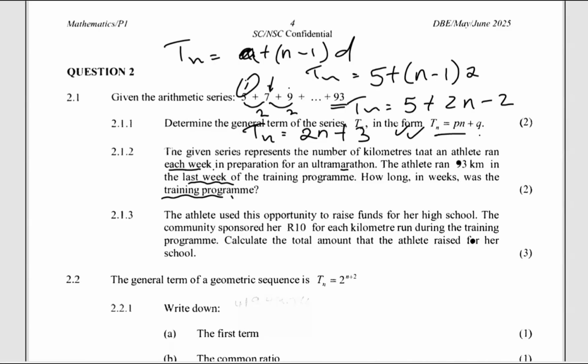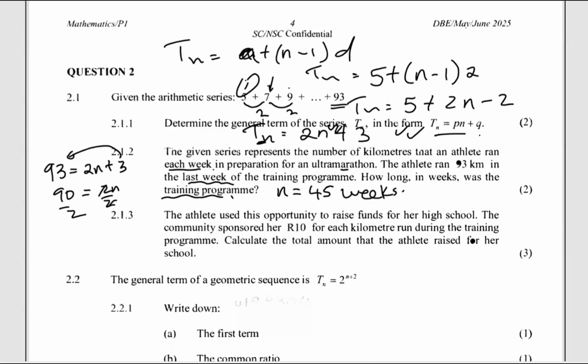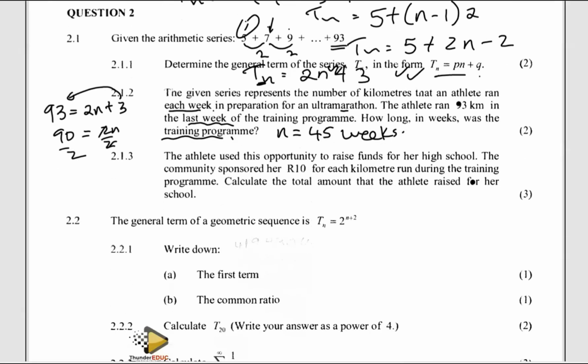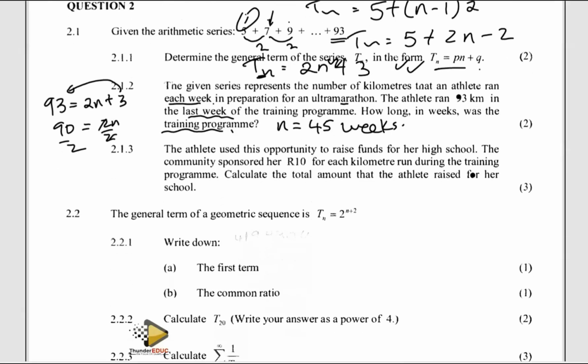Okay. How long in weeks was the training program? So we need to look for the value of n if the Tn, if the last term is 93. So we shall say that 93 is equivalent to 2n plus 3. Let's move this 3 to that side. It's going to be 90 is equal to 2n. Then divide both sides by 2, meaning that n is 45 weeks. So this person ran for 45 weeks or practiced for 45 weeks.